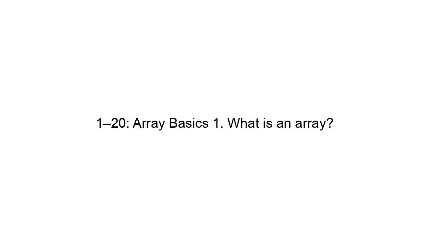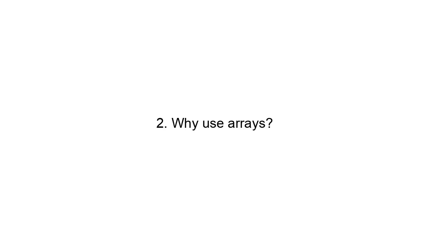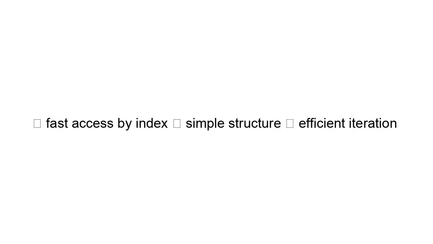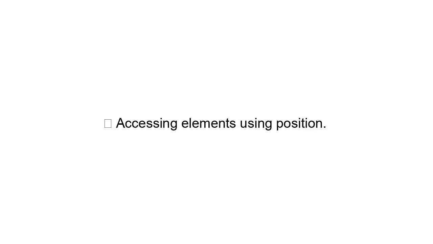1 to 20. Array Basics. 1. What is an array? An array is a linear data structure that stores elements in contiguous memory locations. 2. Why use arrays? Fast access by index, simple structure, efficient iteration. 3. What is indexing? Accessing elements using position. 4. Array indexing starts from 0, zero-based indexing. 5. What is size of array? Number of elements it can hold.